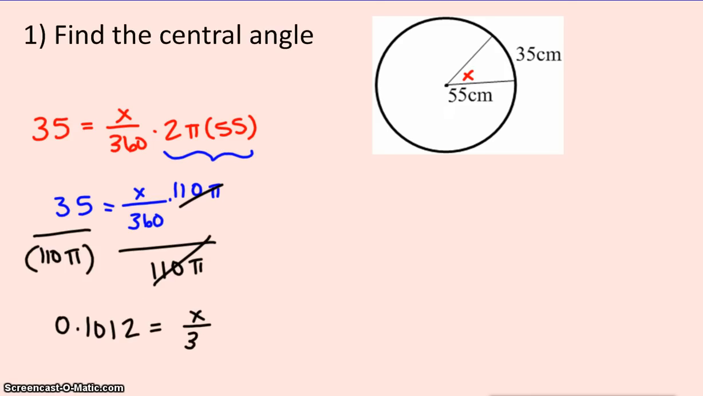Equals x over 360. Now, x is being divided by 360, so we must multiply both sides by 360. So I just type answer times 360. X equals 36.4 degrees. And that's it.